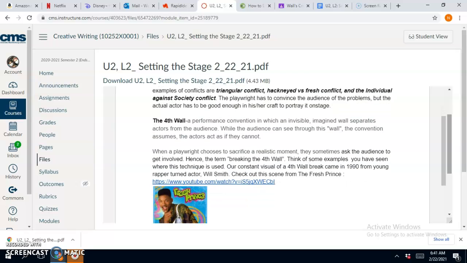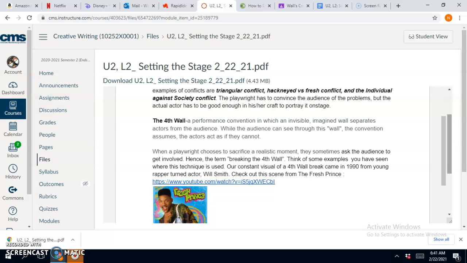Last week when you were learning about the parts of the stage, they told you what a stage looked like. You know where the audience sat. But sometimes we have a concept called the fourth wall. It's an imaginary wall that separates the actor from the audience. The audience can see through it, but the idea is the actor cannot.